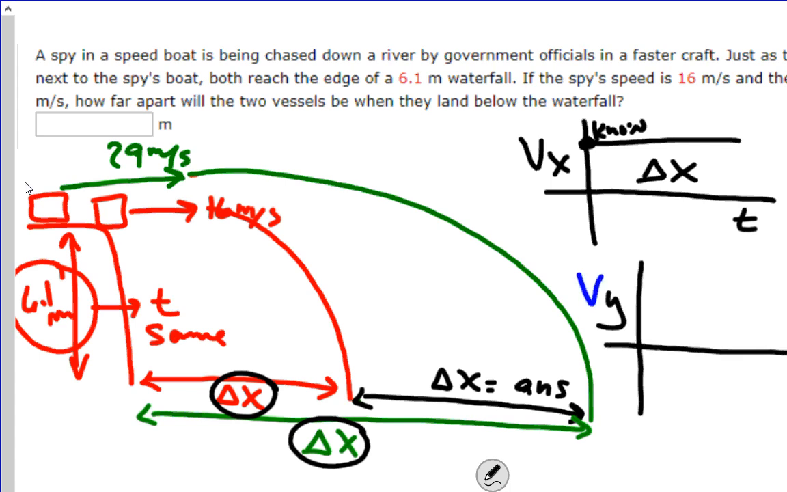Since we have both of the boats going off the same exact spot, right? They are falling the same 6.1 meters. Did I really write that down properly? I guess I did. Okay, your goal here is going to be to find the time.